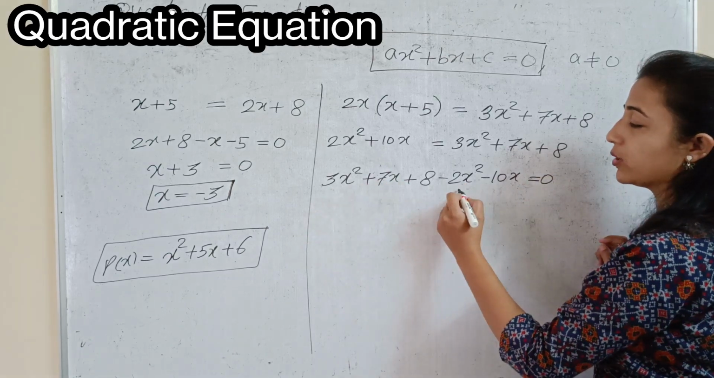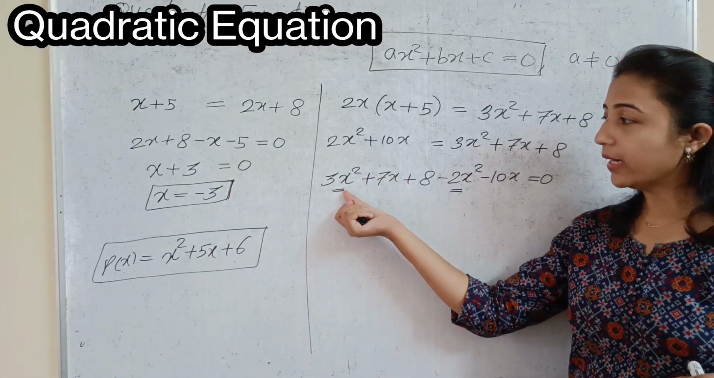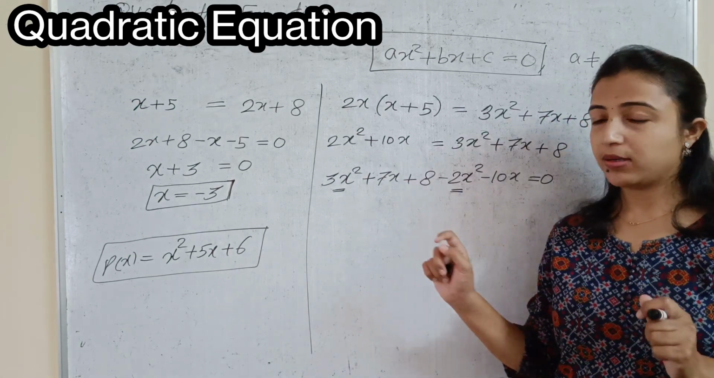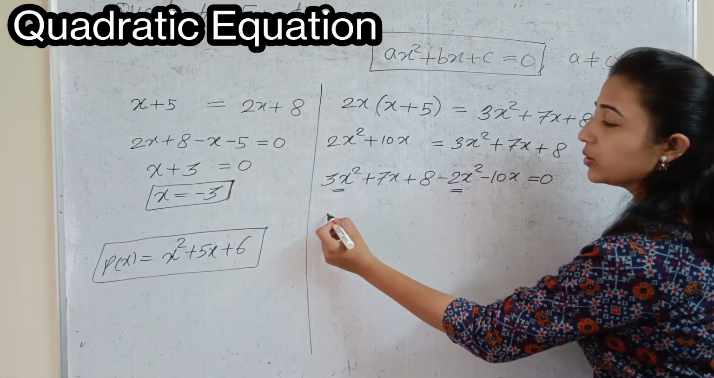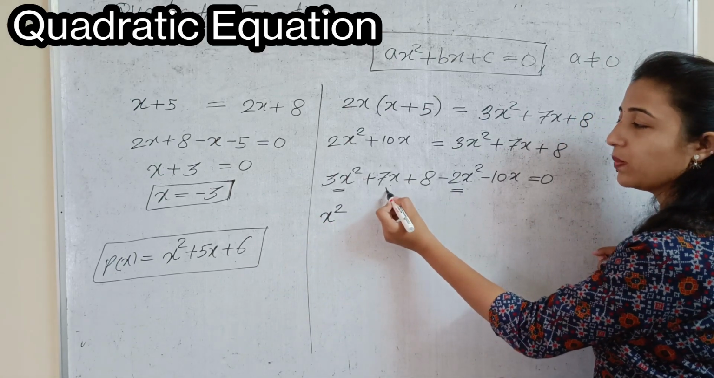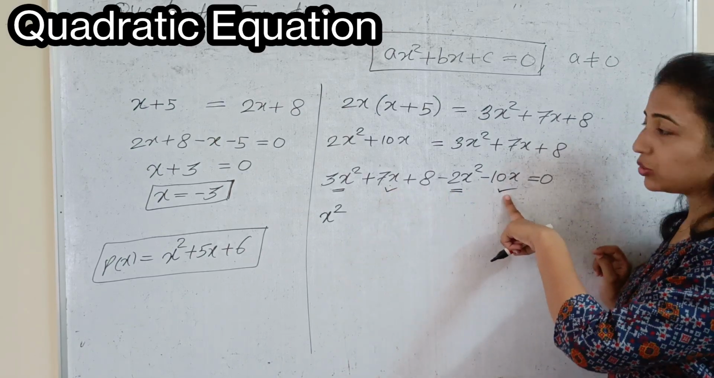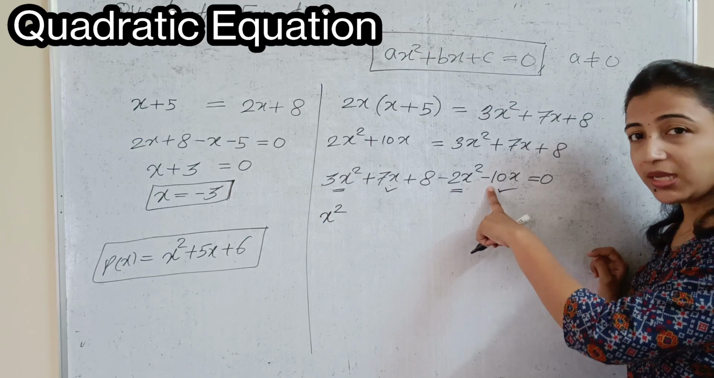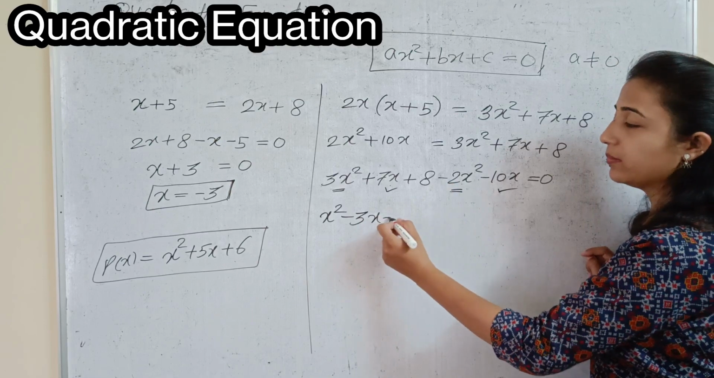Now here, whenever there is the same variable with the same power, that is called a like term. This is our like term, x square, and we can add and subtract their coefficients when there are like terms. So the coefficient is 3 minus 2, and 3 minus 2 is 1. So it is 1x square. Now the next like term: here it contains variable x with power 1, and similarly here 10x. Both have the same variable and the same power, so it is again a like term. So 7 minus 10. 10 minus 7 is 3, and we have to write the bigger number's sign, so it becomes minus 3x. And the constant term is 8.